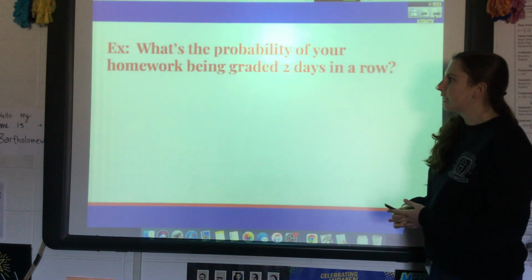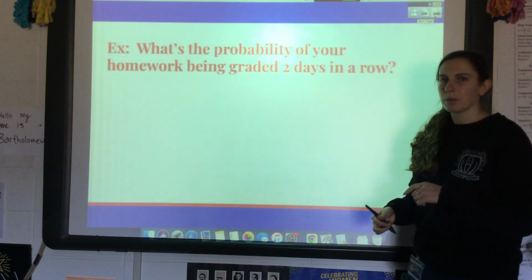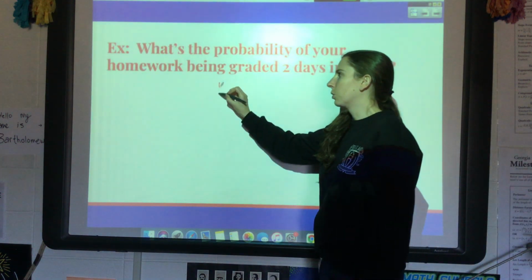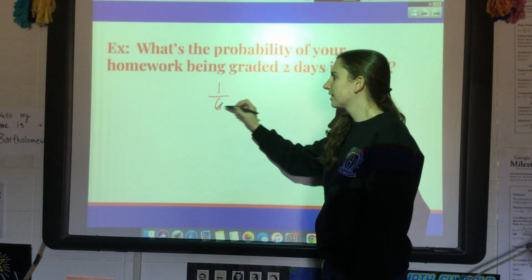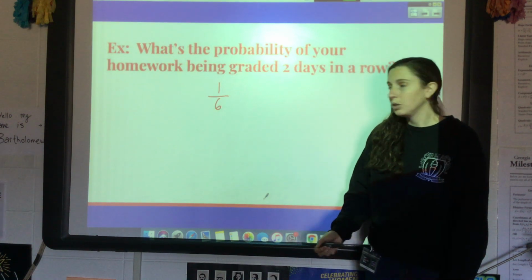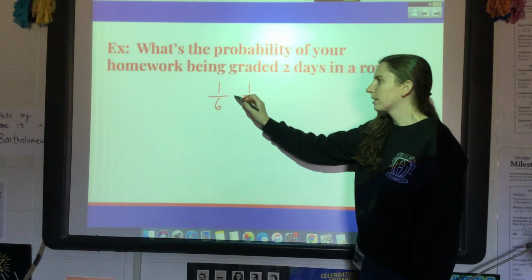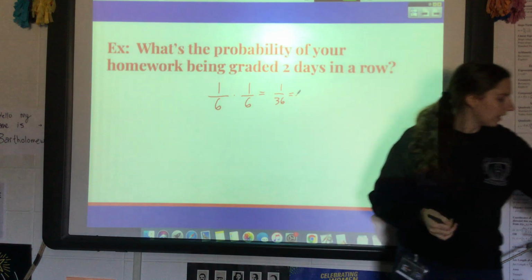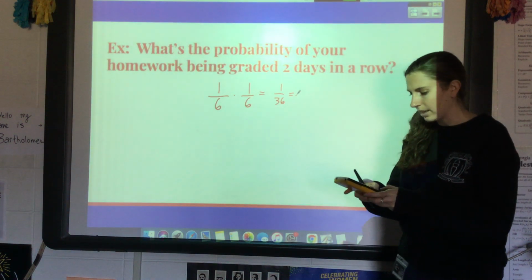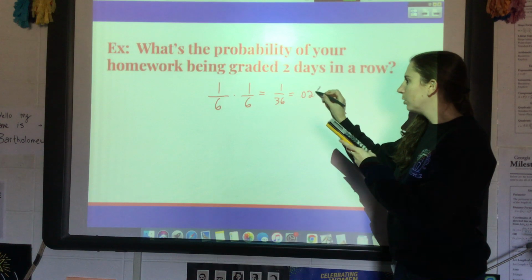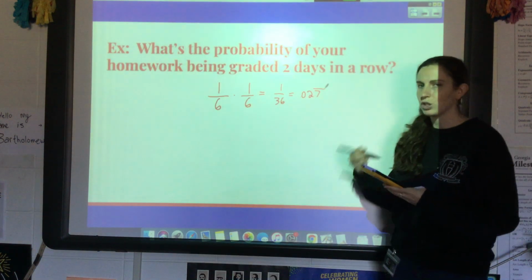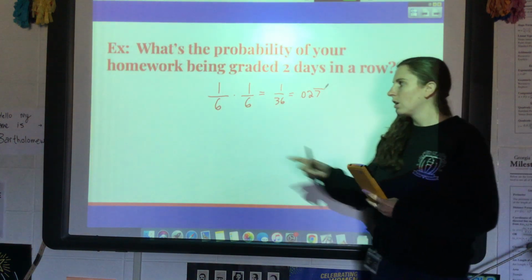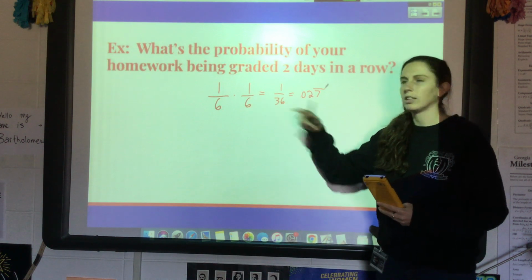Another example is what's the probability of your homework being graded 2 days in a row? Remember, your homework is graded if we roll a 6 on a die. And rolling a 6, there's one chance out of 6. If we want 2 days, that would just be another 1/6, and we would multiply them. So that would be 1 out of 36. Let's put that into decimal form. 1 divided by 36 is 0.027 repeating. So there's about a 3% chance that your homework would be graded 2 days in a row. Again, these are independent events because our roll on the first day doesn't affect our roll on the second day.